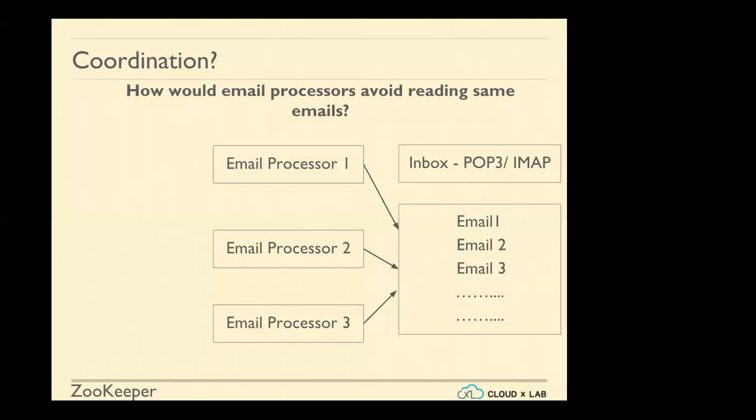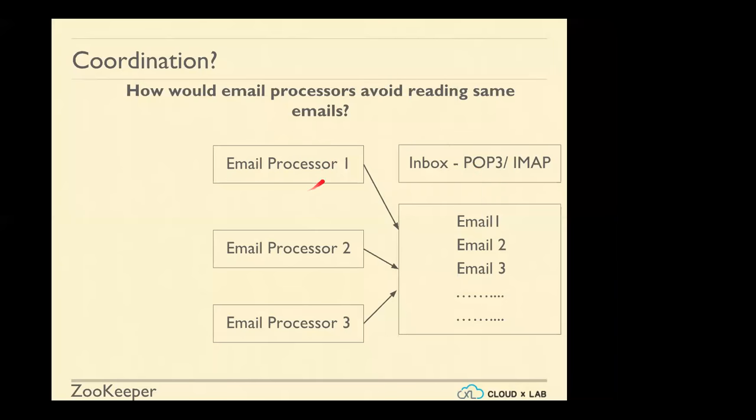Now there are multiple email processors and they are trying to read the emails. The only thing these email processors can do is mark an email read and unread. They can't delete or archive the emails. They can only do mark. So this inbox is kind of read only, and the email processors are supposed to work on many computers.